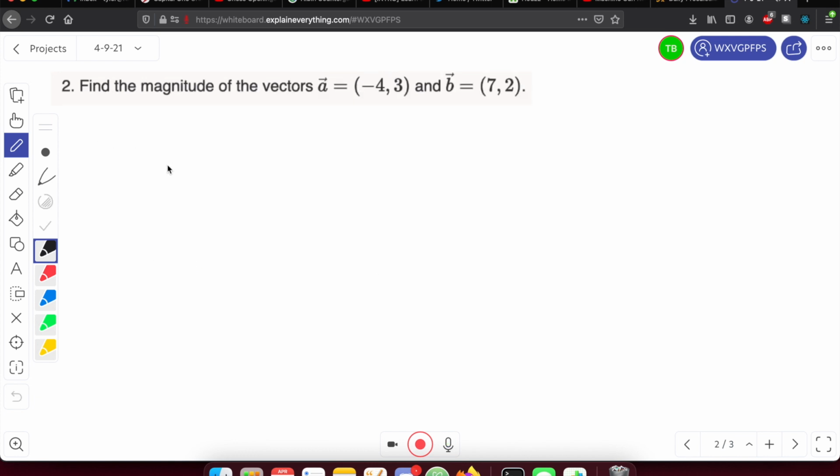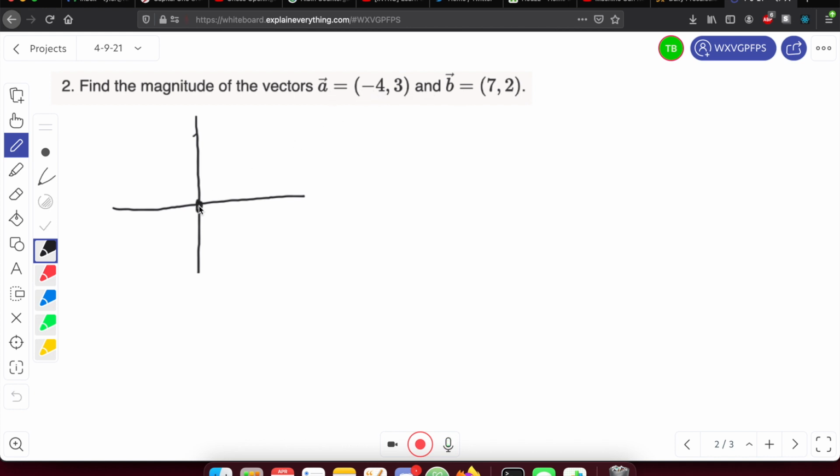Question 2. Find the magnitude of the vectors a equals negative 4, 3, and b equals 7, 2. So the first thing I want to do is show you what a vector kind of looks like, right? We'll go with b, because that's in the positive direction.